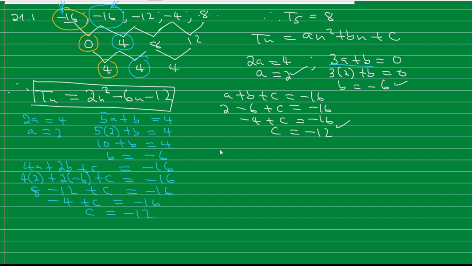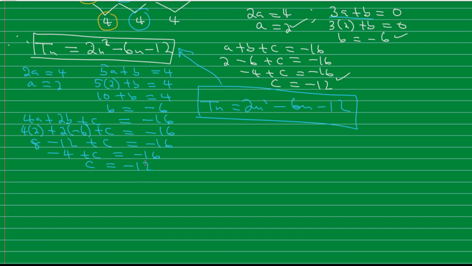So you will get your Tn being 2n squared minus 6n minus 12, which is the same answer as that, but we used different terms. So I just want you to be aware of that.